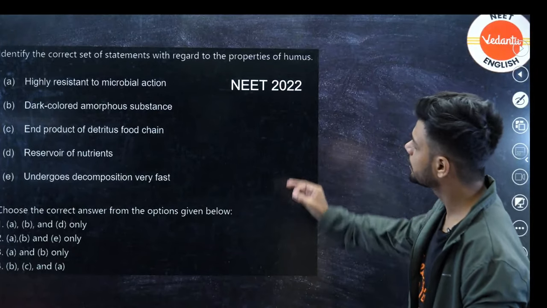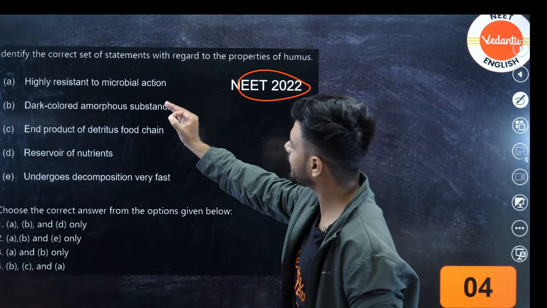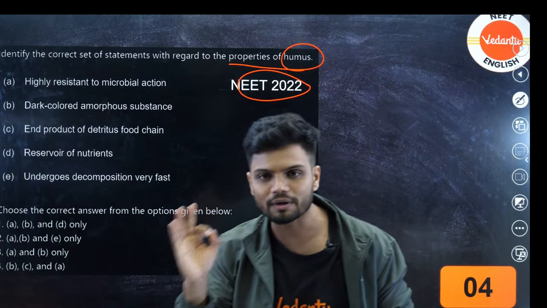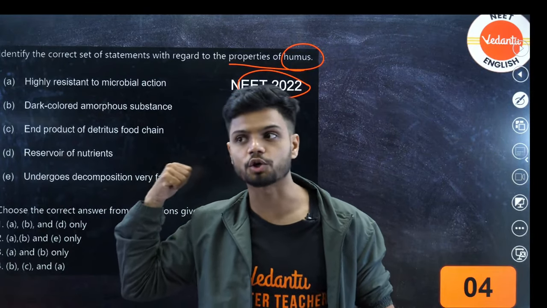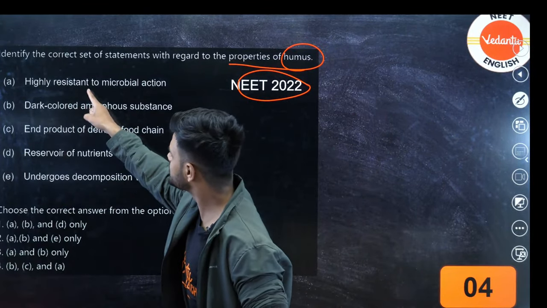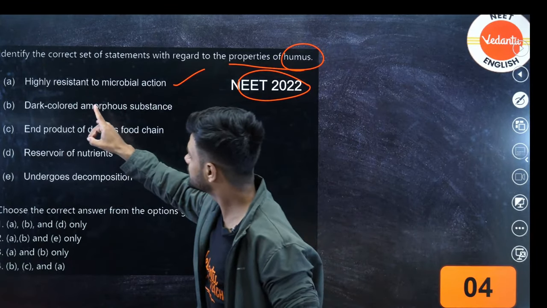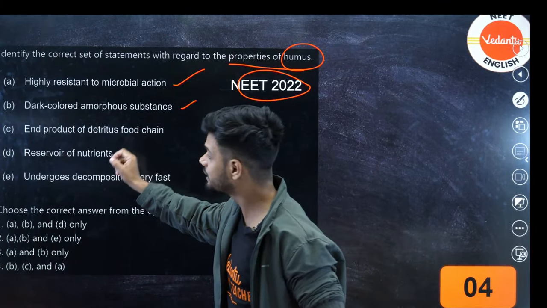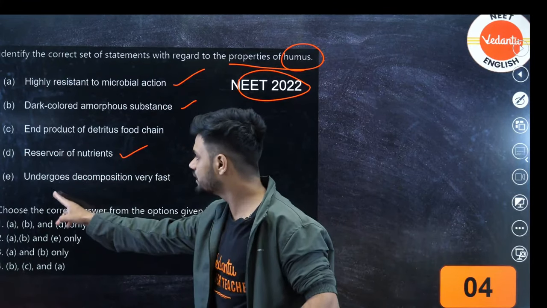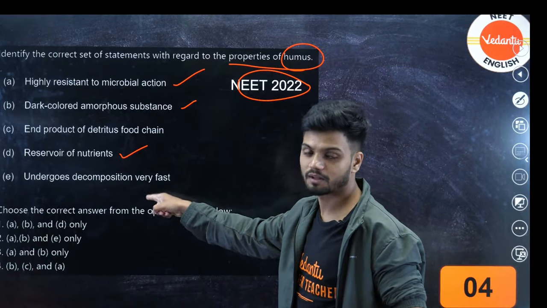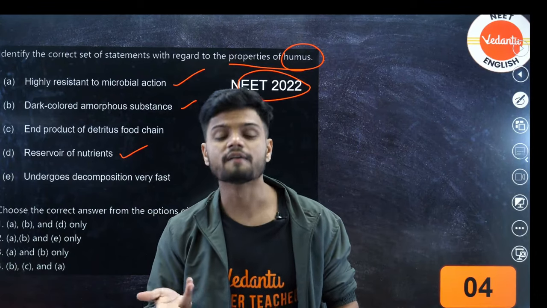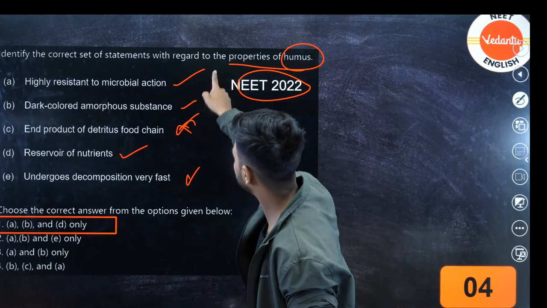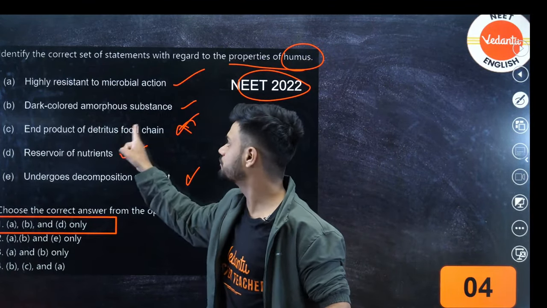Next question. NEET 2022. Identify the correct set of statements with regards to the properties of humus. Did I make you write down the properties of humus? Why? Because it's a PYQ. Highly resistant to microbial action? Yes. Dark color amorphous substance? Yes. End product of detritus food chain? Tell me right now. Reservoir of nutrients? Yes. Undergoes decomposition very fast. Does it go very fast, or very slow decomposition? Very slow decomposition. Wrong and wrong. So A, B and D are correct. It is not the end product of the food chain.